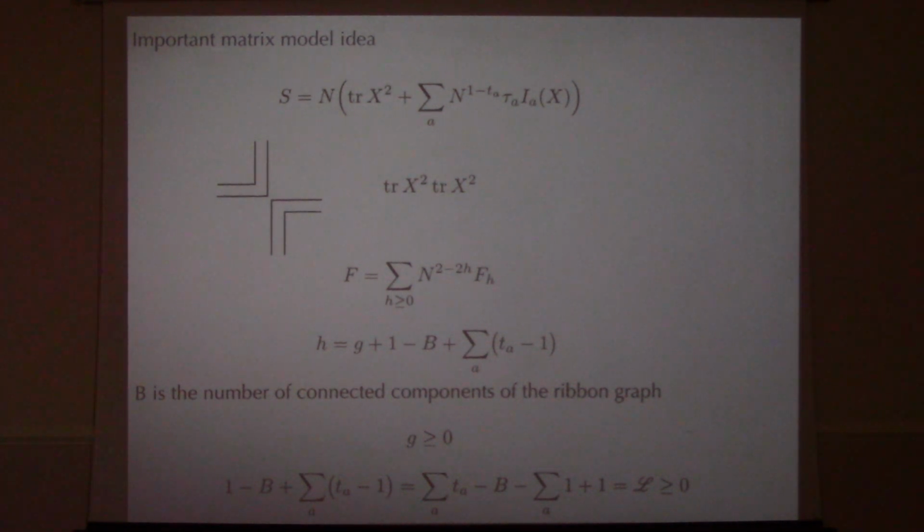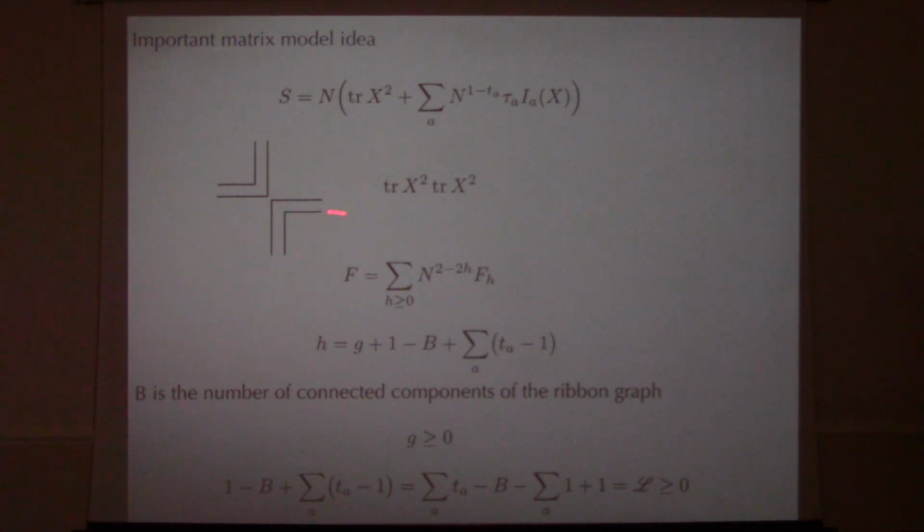Now, in multi-trace matrix models, you have to add this guy. What are these terms? So the T_A, as I said, are the number of traces that you have in your interaction vertices. Here you sum over all the interaction vertices in your Feynman graph. And B is the number of connected components of the Feynman graph viewed as a ribbon graph. Okay? The Feynman graph in itself is always connected. In the free energy, it's the sum of connected Feynman graphs. But when you draw it in terms of ribbon graphs, it may become disconnected when you have multi-trace interactions.